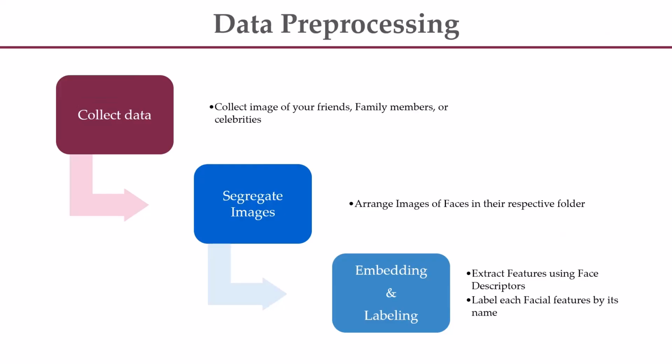There are again three steps in data pre-processing: collect data, segregate data, and embedding and labeling. Let us look step by step at what this process is about.